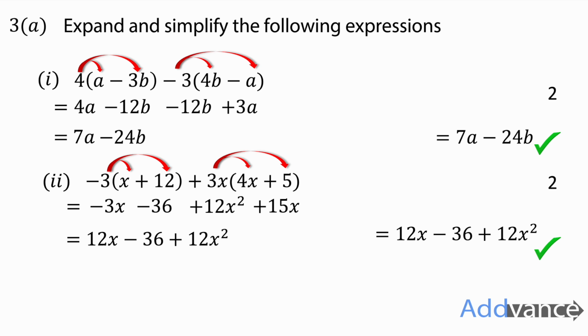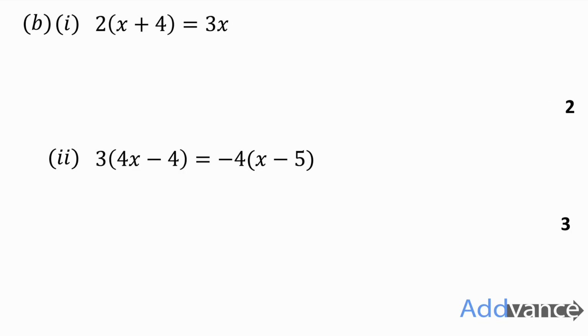We have completed question 3. Let's have a look at question 4 now. 3b. So here we got 2 times x plus 4 equals 3x. We'll start by expanding the bracket. We get 2x plus 8. And then we subtract 2x from both sides. That's to get rid of the positive 2x. And we get 8 equals x. And so x is 8 is the final answer.